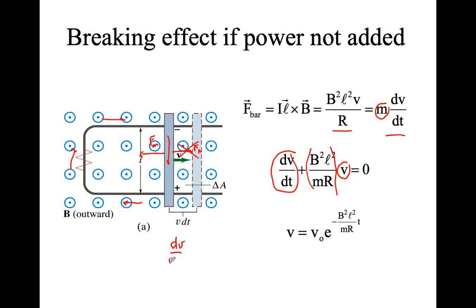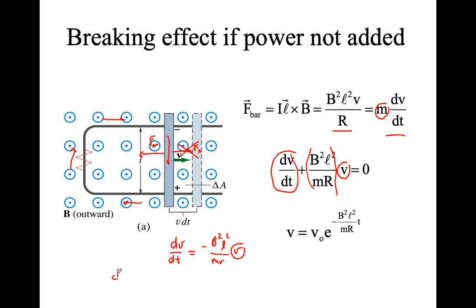But it is true that dV/dt, that's acceleration, right? dV/dt, that's acceleration, is equal to minus the magnetic field squared, length squared, over mR times the velocity. And then the separation of variables part is I bring the velocity down to the denominator here and I bring the time over to there.